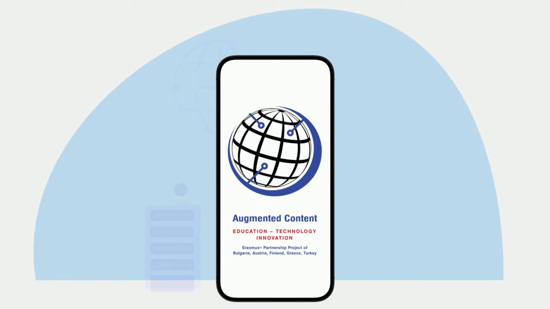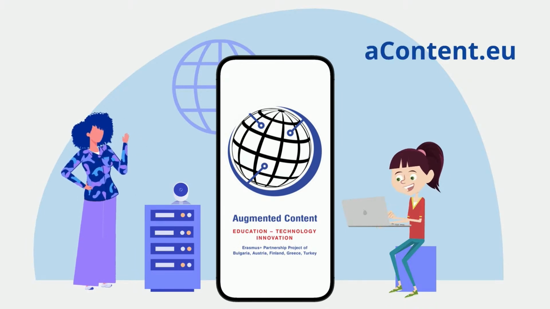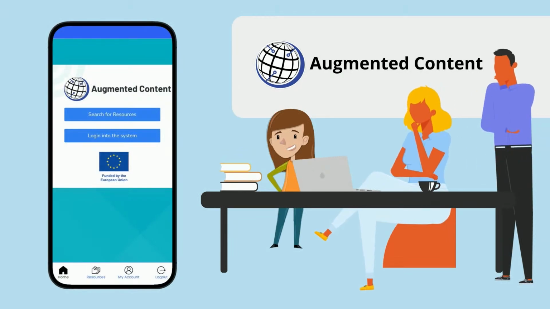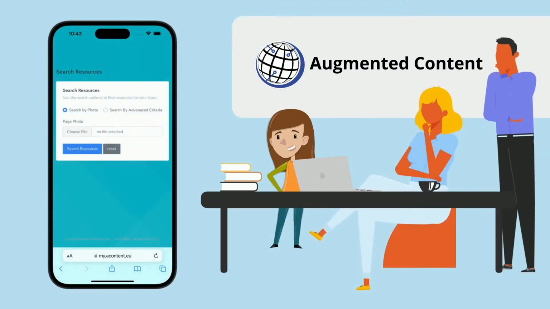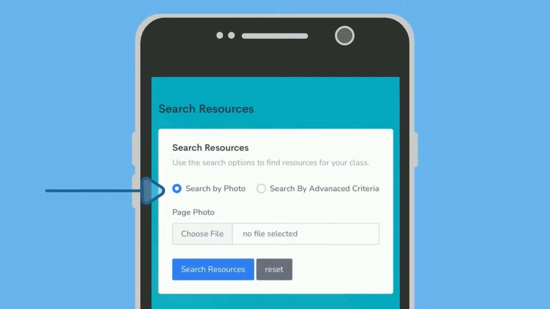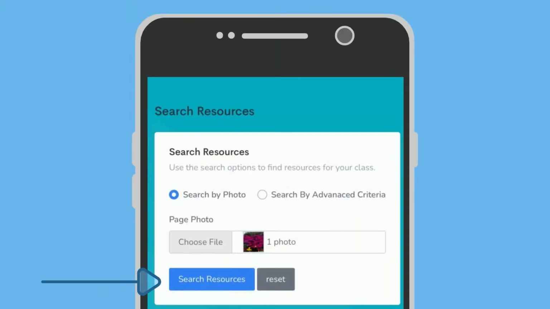The mobile application provides easy and quick access to the digital resources that are available on the acontent.eu platform. After starting it, you can choose between two options for using it: Search for resources for access to digital resources, or log into the system to enter the platform. When selecting Search for resources, there are two search options. If Search by Photo is tapped, a digital resource can be searched by a photo from a textbook page. This is done by tapping the Choose File button. Then choose between camera, if you will take the picture at the moment, or files, if you will use a previously taken picture. When the file is loaded, tap the Search Resources button.